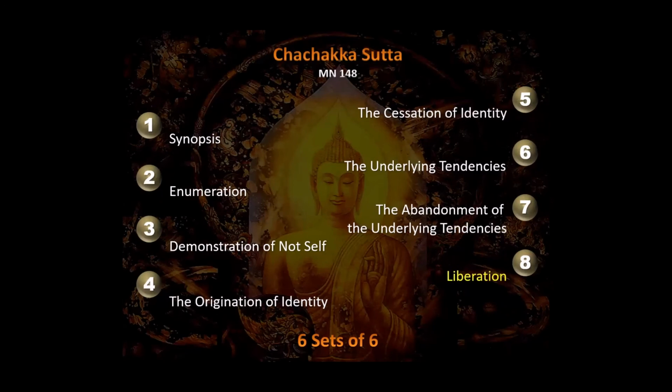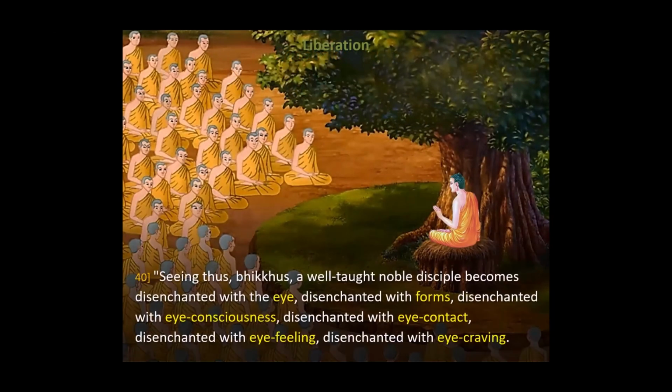All right, so let's talk about liberation, the last. Thus, bhikkhus, the well-taught noble disciple becomes disenchanted with the eye, disenchanted with forms, disenchanted with eye consciousness, disenchanted with eye contact, disenchanted with eye feeling, disenchanted with eye craving. Here, what is the Buddha talking about? He was talking about nibbida, or disenchantment, right?